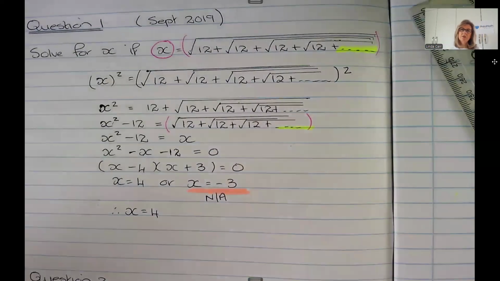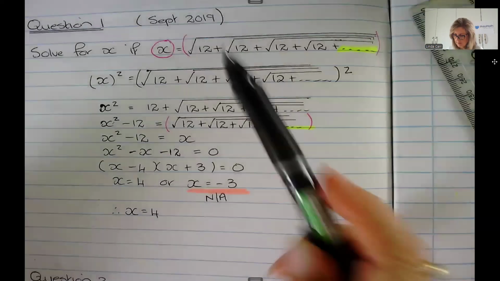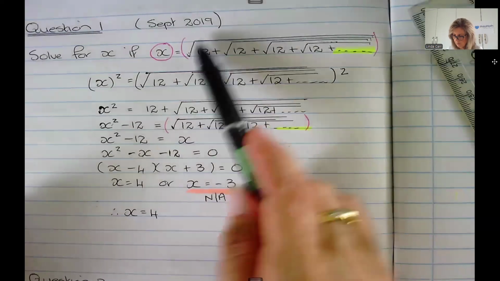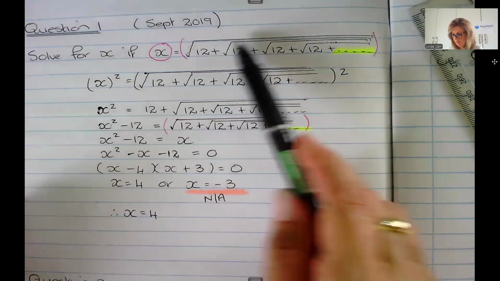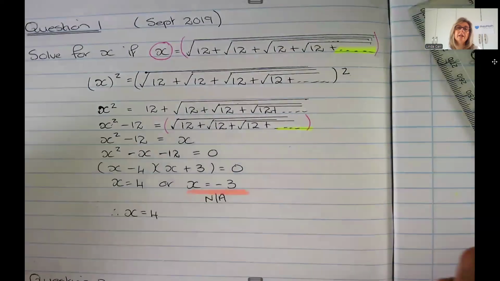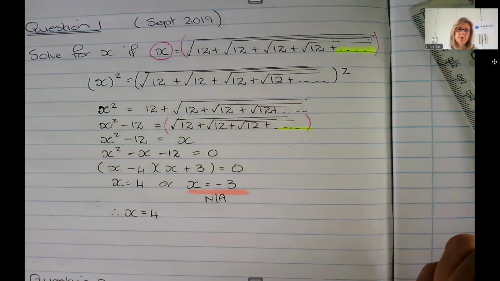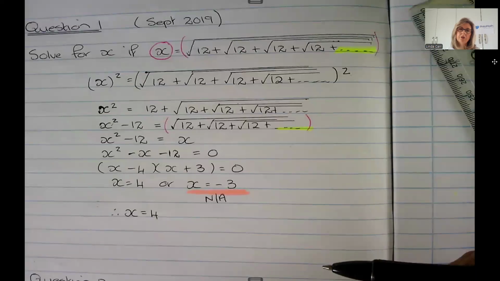And the strange thing is, if you were to go and sit with your calculator and put a big square root and go 12 plus square root 12 plus square root 12 plus, and you do that about 5 or 6 times, you will see that your answer comes out to be 3.99999 something, which is pretty much x is equal to 4. If you don't believe me, you can go and check it out.